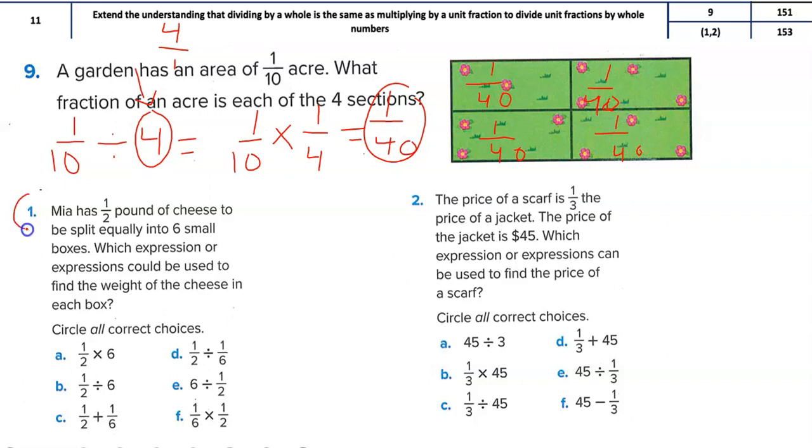Let us go to this question. First you have to read the question carefully. أول شيء تعمله تقرأ السؤال بحذر عشان تعرف إذا هو ضرب أو قسمة أو زائد أو ناقص. لا تعتمد دائما قسمة، احتياط. Mia has half pound of cheese. ميا عندها نصف باوند من الجبنة. To be split equally. Split equally يعني مقسم بشكل متساوي into 6 small boxes.